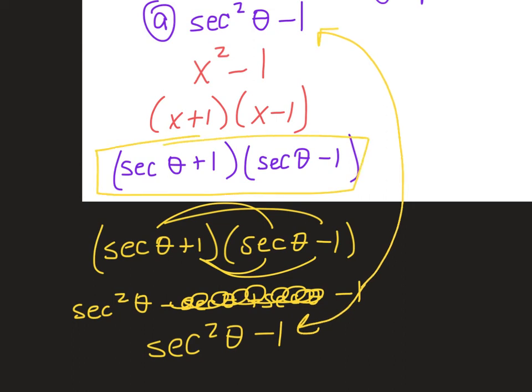All the writing in yellow is just checking. That's just me showing you how it works. What I have boxed in purple is what your answer would be.